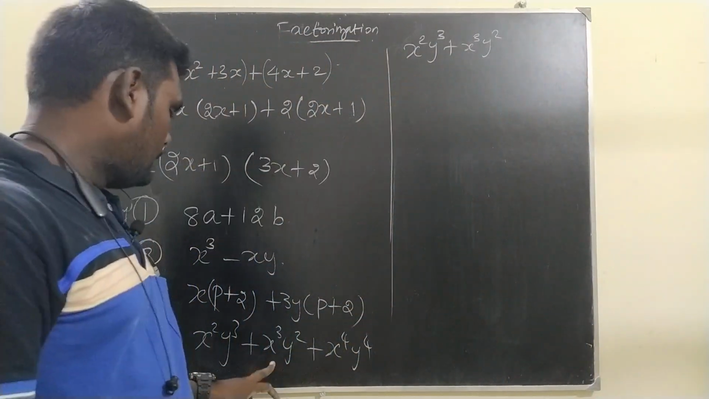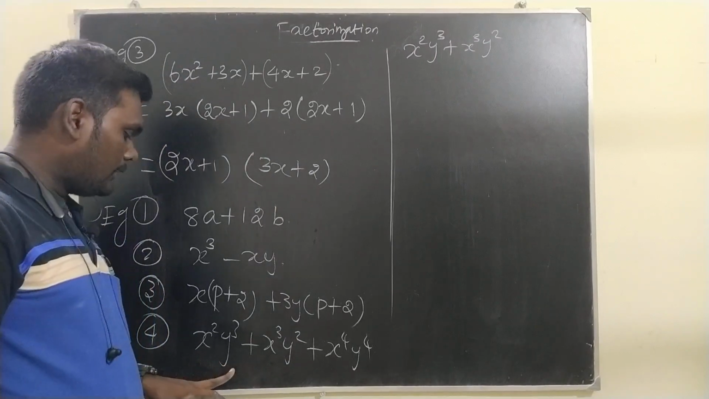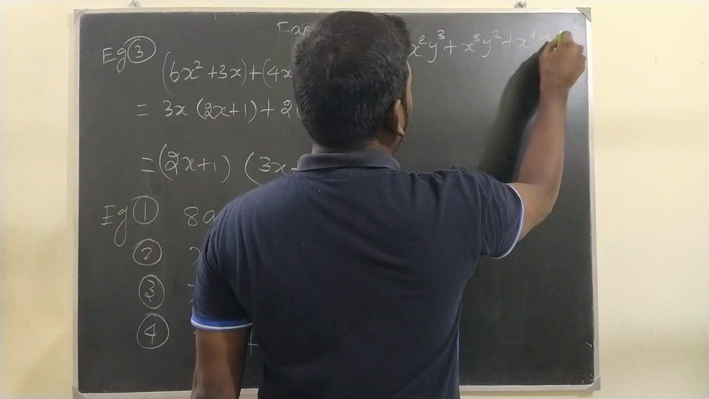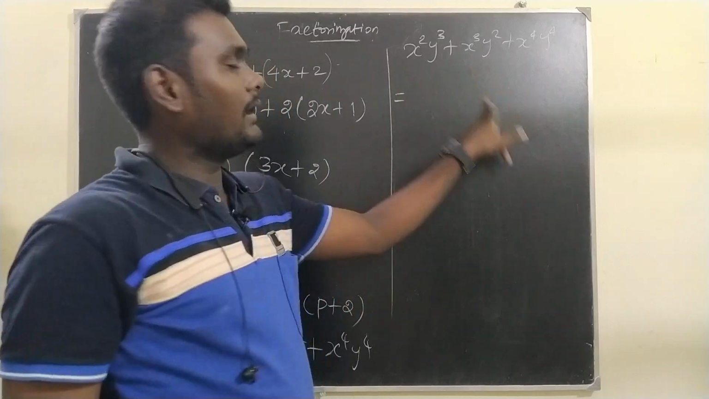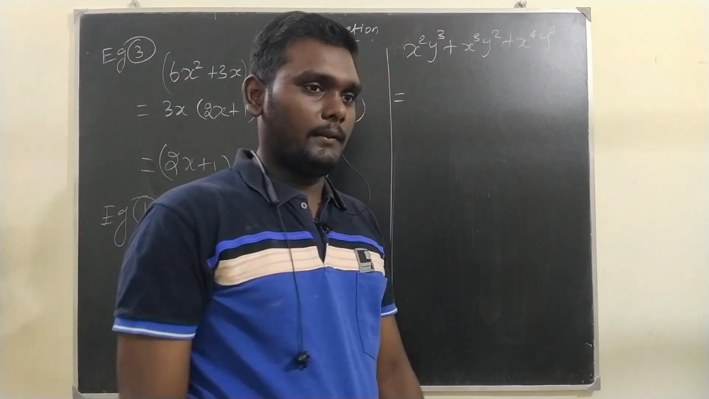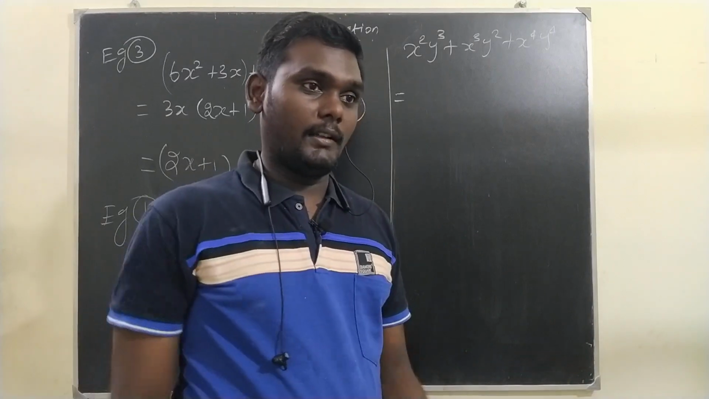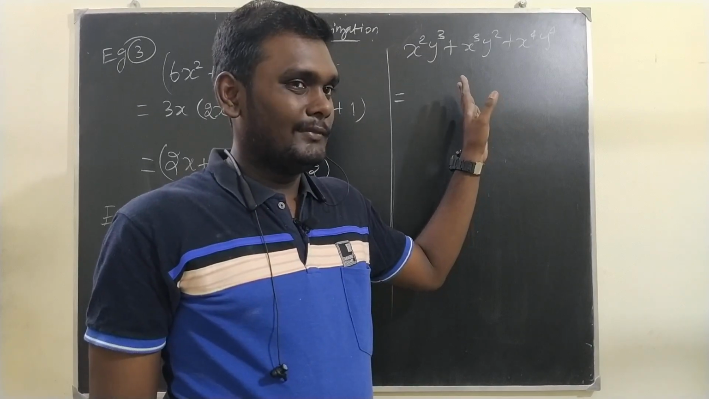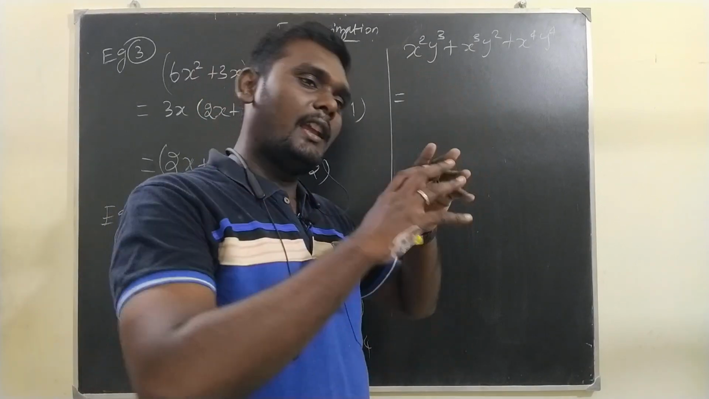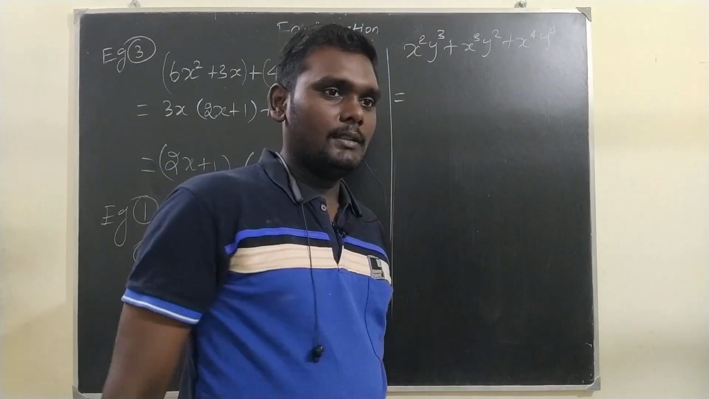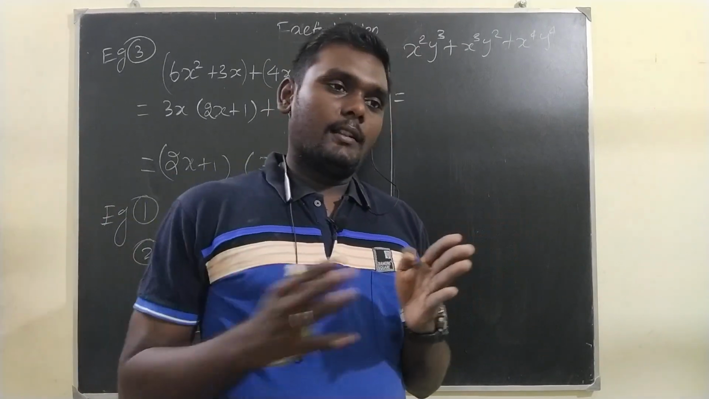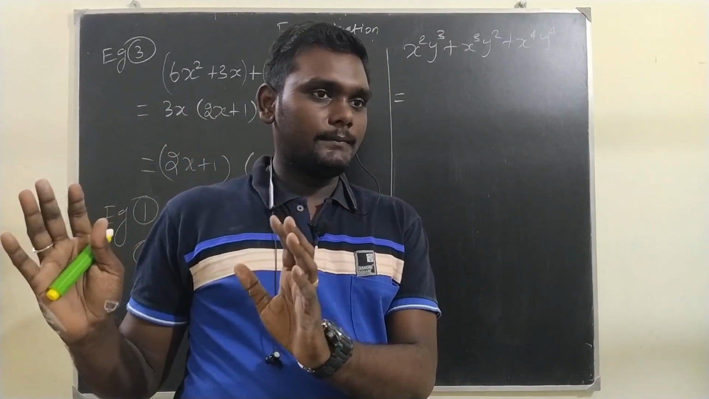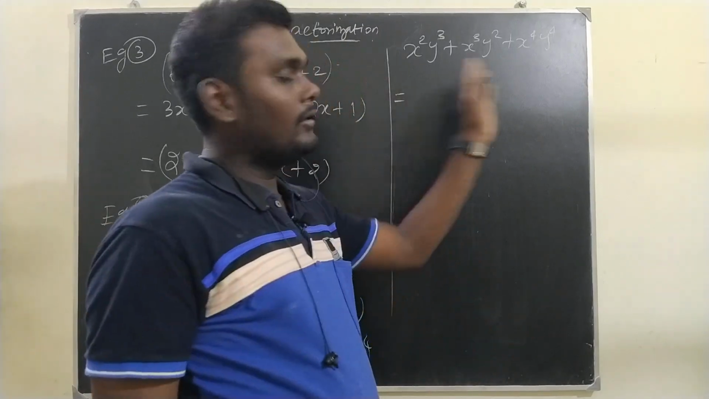Just listen closely. This question I am writing: x square y cube plus x cube y square plus x power 4 y power 4. Meaning what? From all these 3 terms, how much is common, we need to say. We need to take that out as a common factor. Okay. Is grouping possible here? No. Even if we group, we can't do it. When taking out a common factor itself is possible, we'll go with that. If it could not be taken out from all the terms, then we can go for grouping. Otherwise, we go with taking out the common factor.